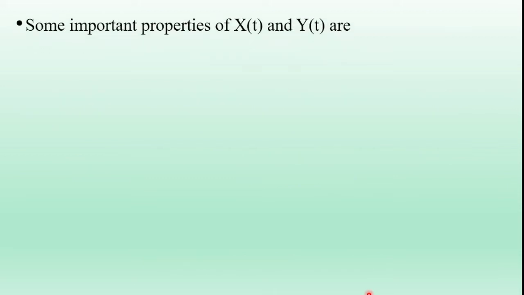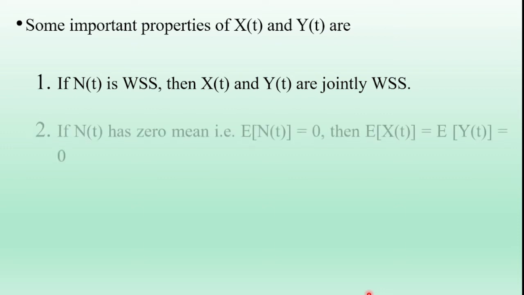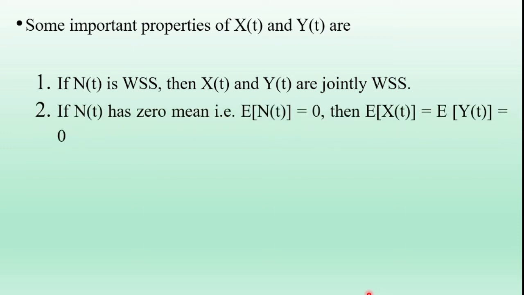Some important properties of x of t and y of t are: first property, if n of t is wide sense stationary, then x of t and y of t are jointly wide sense stationary. Second property, if n of t has 0 mean, that is expectation of n of t is equal to 0, then expectation of x of t is equal to 0 and expectation of y of t is equal to 0. So x of t and y of t have 0 mean.